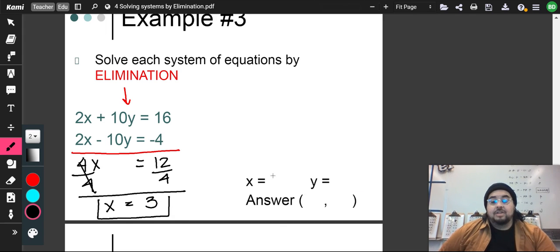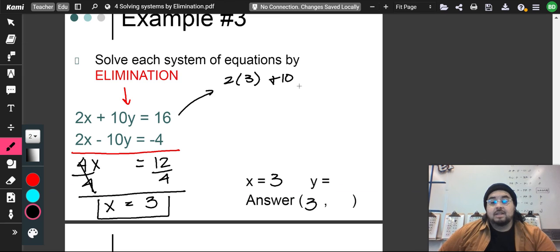Okay. And now that I know x equals 3, I can go ahead and plug that into the equations. Again, doesn't matter which one. I'll stay consistent and use the top equation. So I have 2 times 3 plus 10y equals 16. Simplify this. 2 times 3 is 6 plus 10y equals 16.